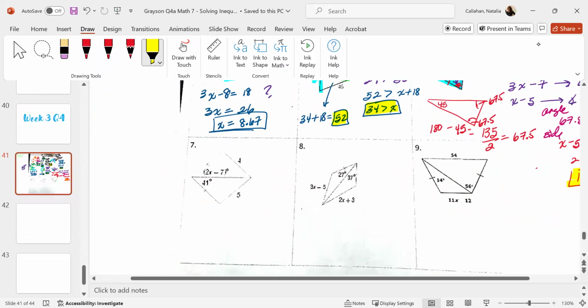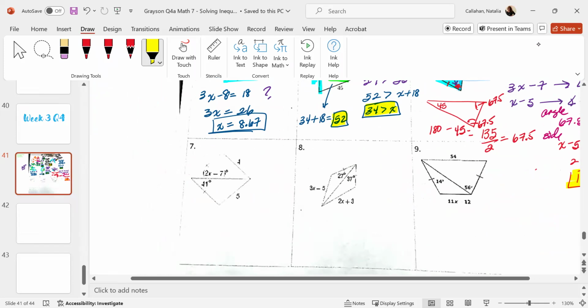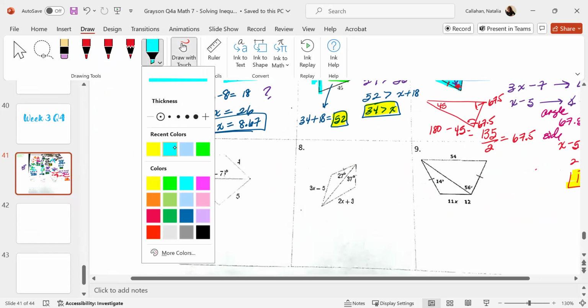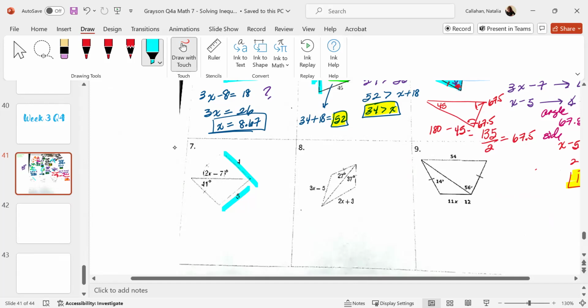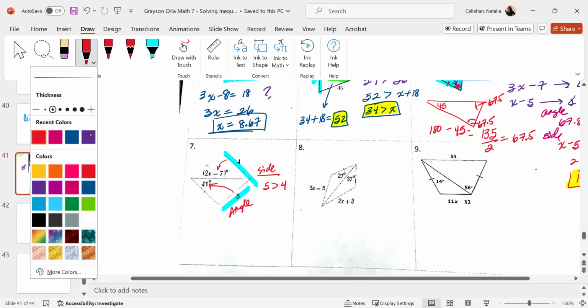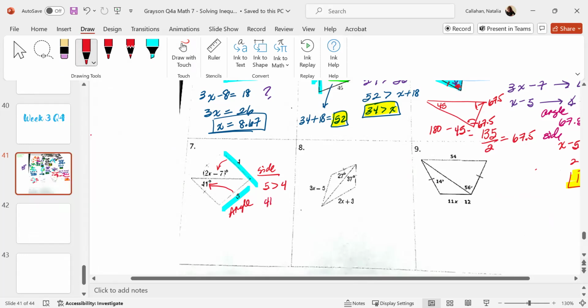Number 7. This one's a little bit easier. For number 7, do you see the sides right here? Now, when you look at the opposite angle, right? So here is a side. 5 is greater than 4, right? Now let's go ahead and talk about the angle. The angle that is going to be opposite of 5. The angle that's opposite of 4. And solve it.